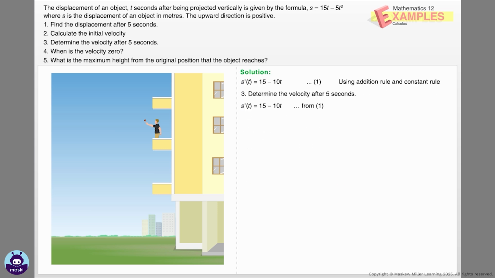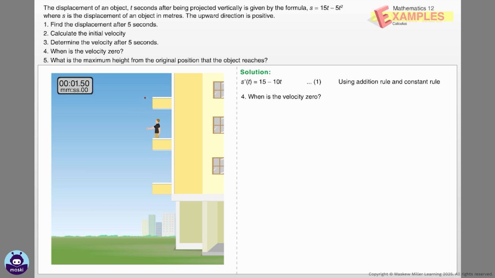s'(t) equals 15 minus 10t. s'(5) equals 15 minus 10 times 5 equals negative 35 meters per second. The negative sign indicates that the object at that instant in time is traveling downwards. Its speed at that instant is 35 meters per second.